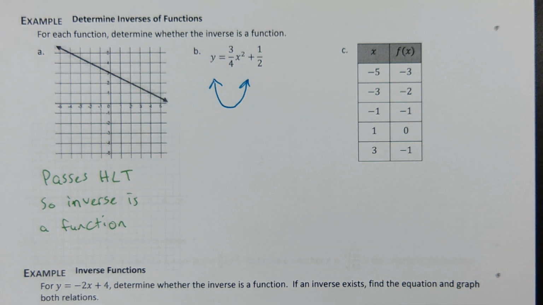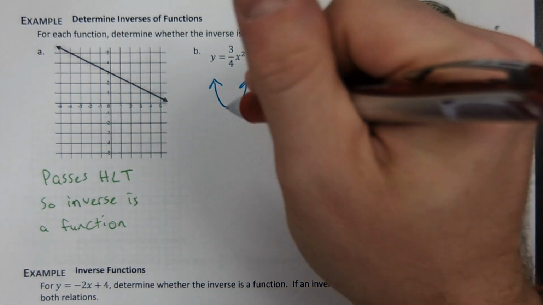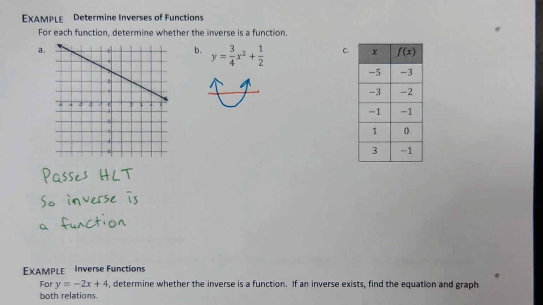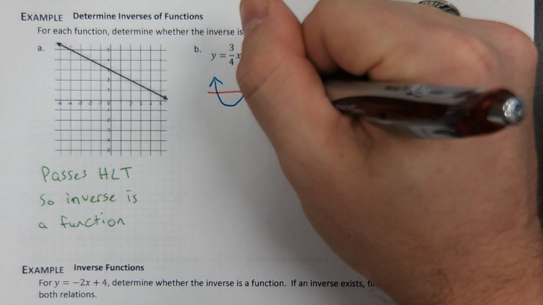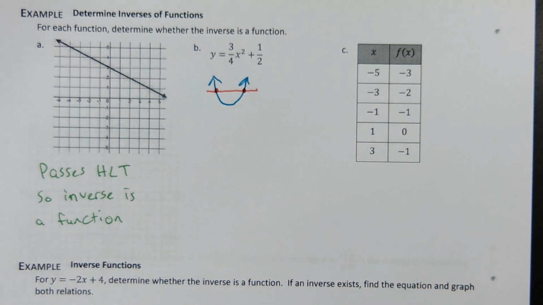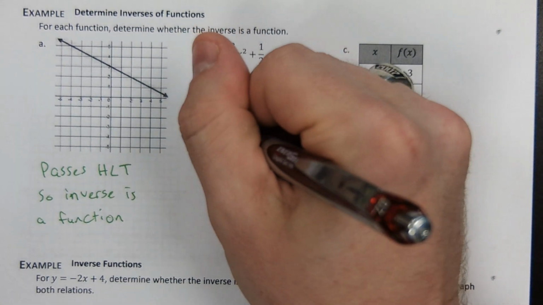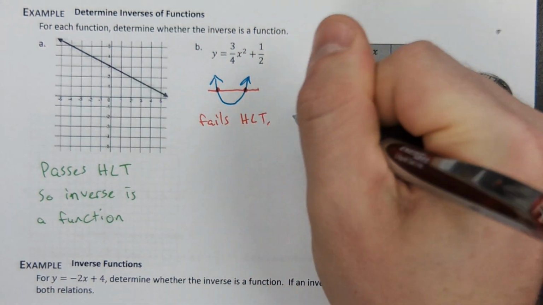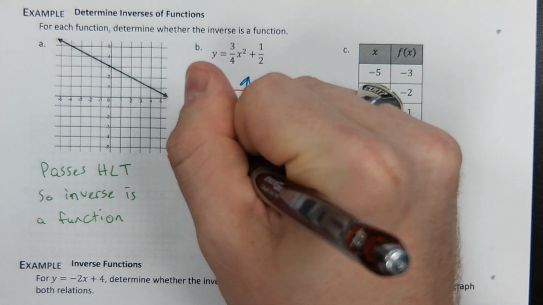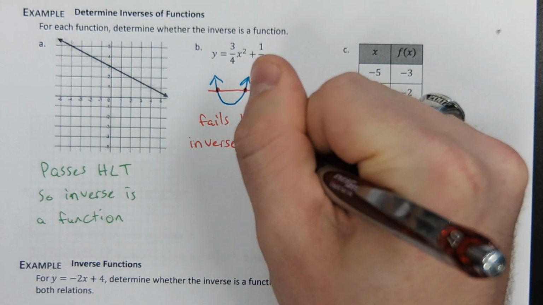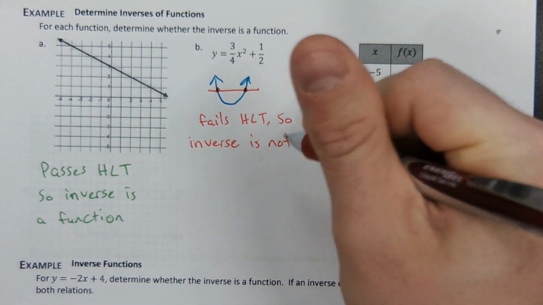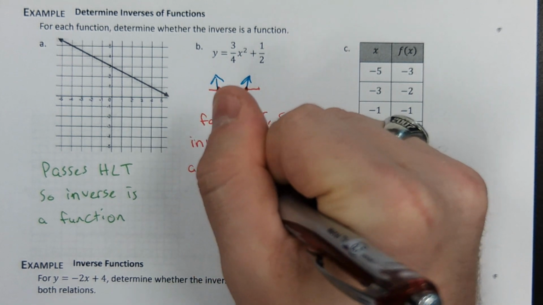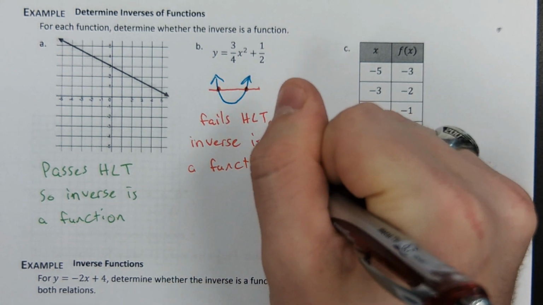This is a function. It passes the vertical line test, but check this out. Boop. This is a horizontal line. Oh boy. This horizontal line hits my graph twice. This fails the horizontal line test. So the inverse is not a function. There is an inverse, but it's not a function.